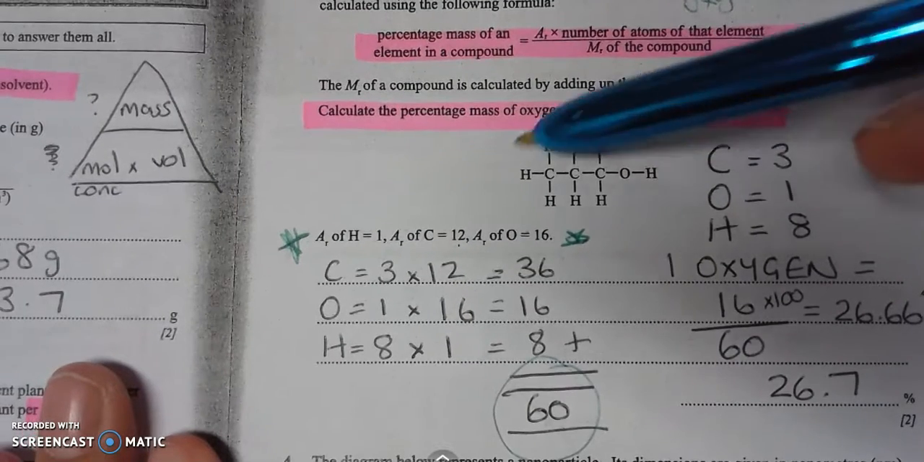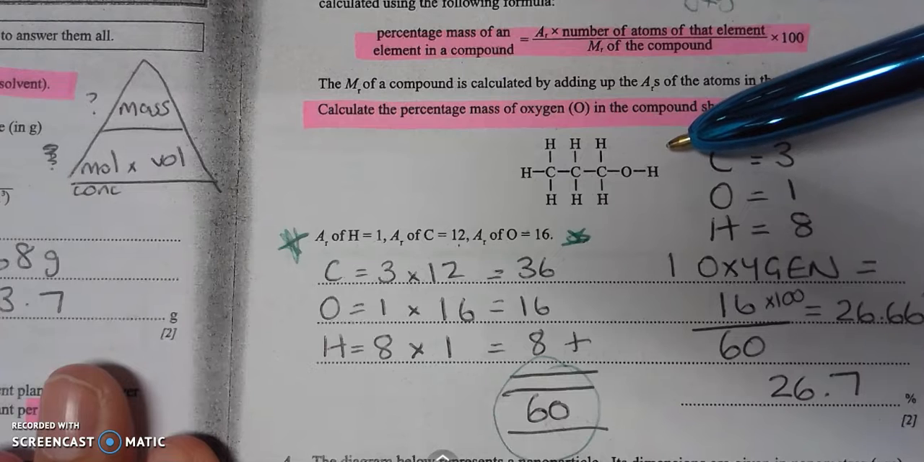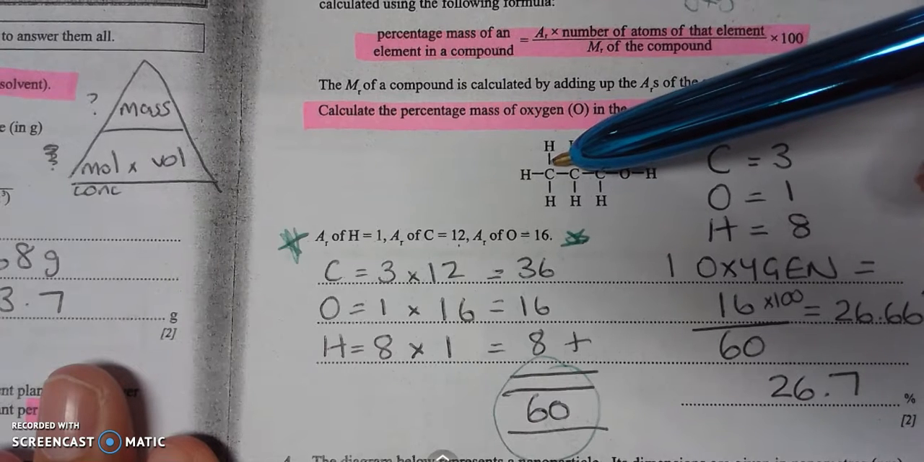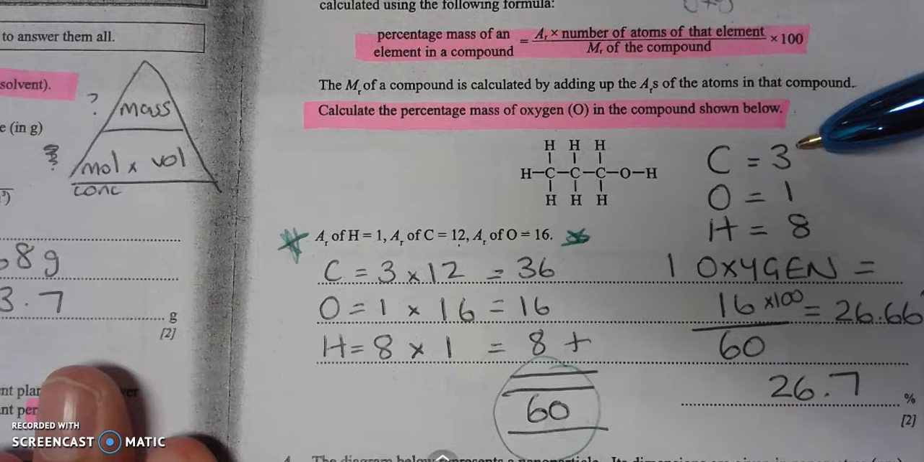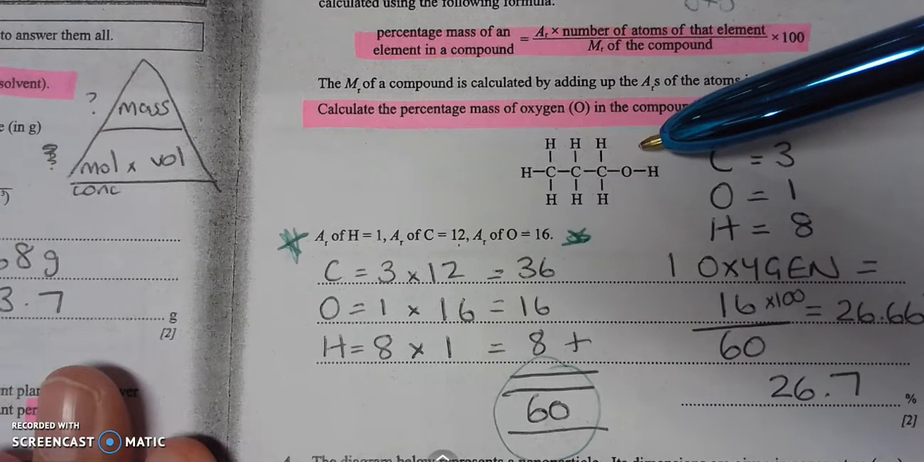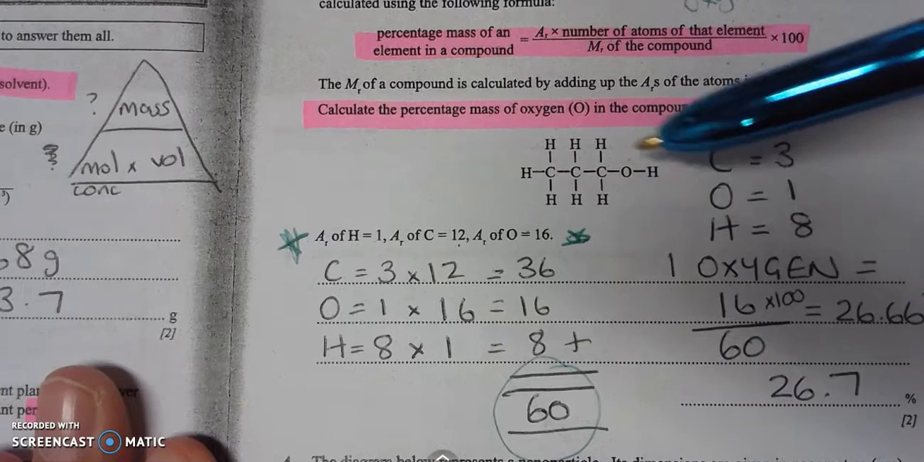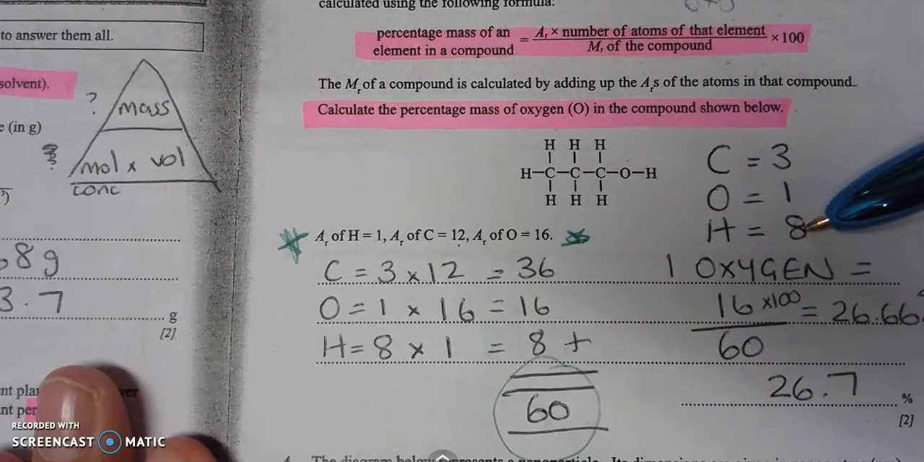Well, there's our compound. We've got to work out first of all what the actual formula is. So we've got to add up, what have we got? Right, we've got 3 carbons. All I'm doing here is writing a list because I don't want to miss any of the elements. I've got 1 oxygen, and then I've got 1, 2, 3, 4, 5, 6, 7, 8 hydrogens.